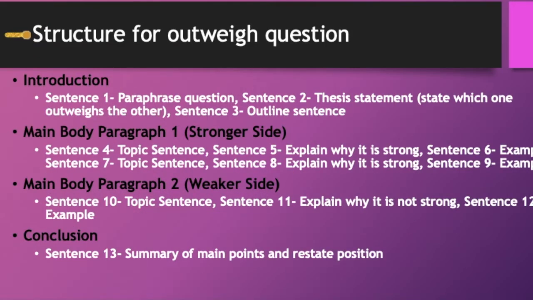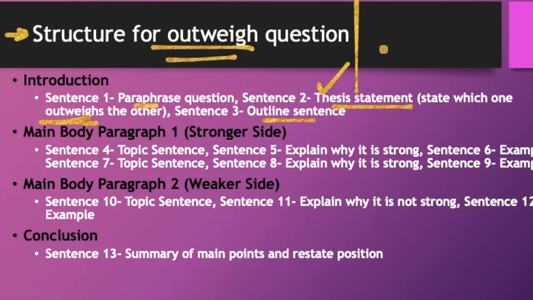Okay, now let's take a look at the structure of an outweigh kind of question. So introduction, sentence 1: paraphrase the question, write down the thesis statement, and state which one outweighs the other. It is important. So outweighs, outnumber, outperform, or more positives than negatives. Then write the outline statement. So basically, if it is an outweigh or an opinion question, for both outweigh and opinion, you have to give the thesis statement. So basically, it's asking for your opinion, right?